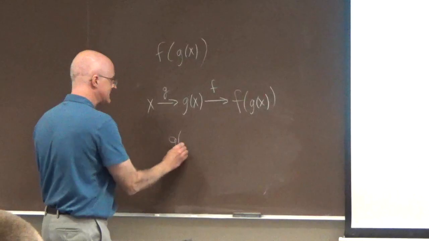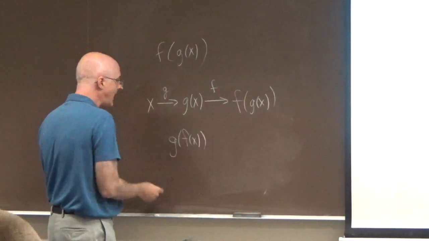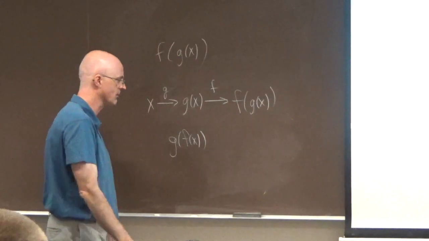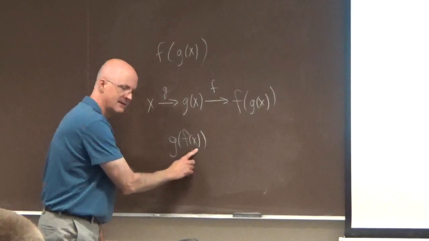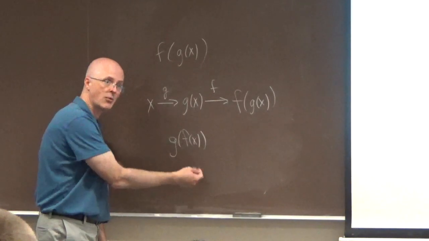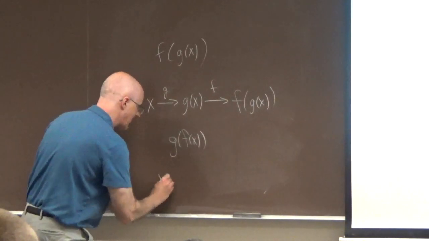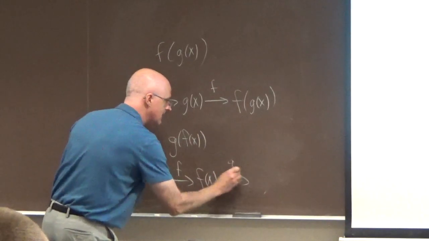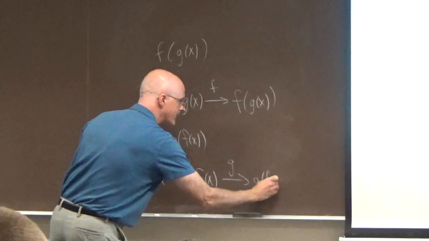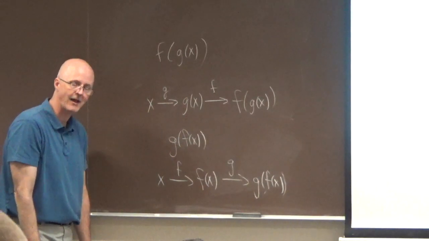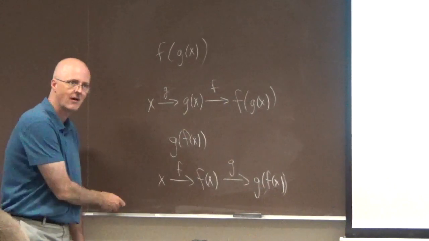G of F of X, the other one: F is the inside function, G is the outside. You're plugging F into G, or really you're plugging the output of F, F of X, into G. You work from inside out, right to left. F is applied first, then G. Subtle points, but really important to not get confused by. All right, let's take a break.